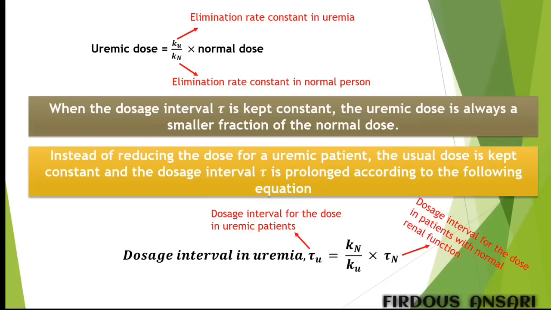Tau n is the dosage interval for the dose in a patient with normal renal function. Okay, so we have got two options. Either we reduce the dose of the drug, in which case the dosage interval will be kept constant, or if you don't want to reduce the dose of the drug, then the dose is kept constant and we just need to increase the dosage interval.